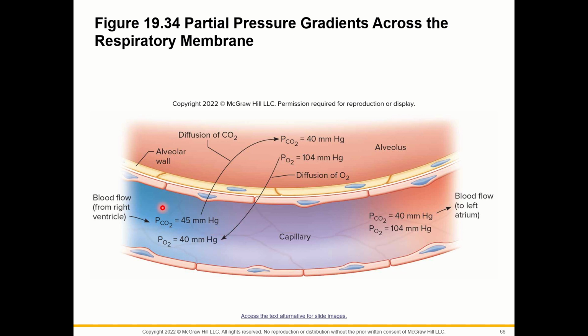And then here we see that the carbon dioxide is 45 millimeters of mercury in the capillary, but it's only 40 millimeters of mercury in the alveolus. So we're going to diffuse out of the capillary into the alveolus. So it's actually quite simple.